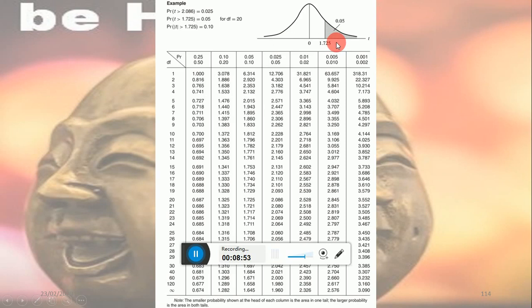Now, here is what is going to happen. Notice the note below. They said the smaller probability shown at the head of each column, the numbers you see at the top of each column there, is the area in one tail. The larger probability is the area on both tails. Okay, so let's come here at 5%, for example, where you have 20 degrees of freedom. Here is your 20, and here is your 5%, and this is the number.